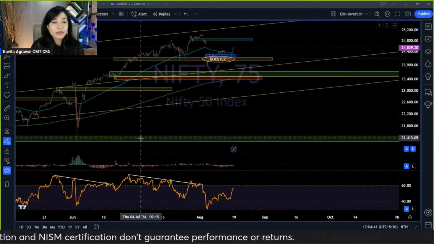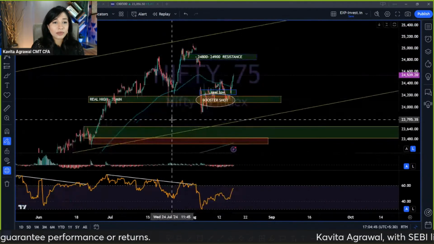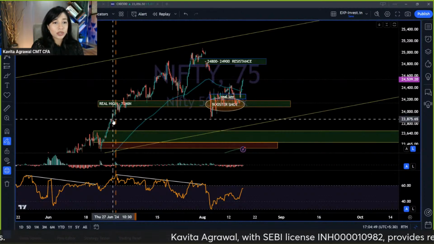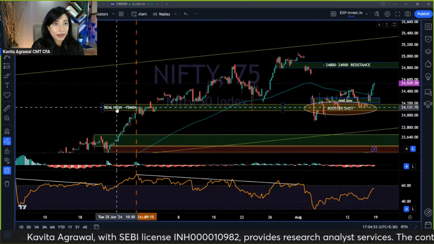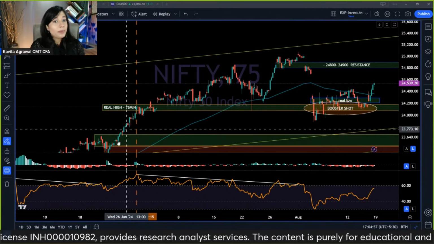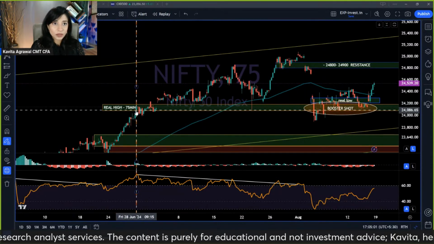On the 75-minute time frame, if I just extend this price to give it a little bit more definition, you can see the RSI peak was forged here. This becomes the real high, the momentum high that we experienced when the price was moving upward very strongly. Now, what is the significance of this real high?